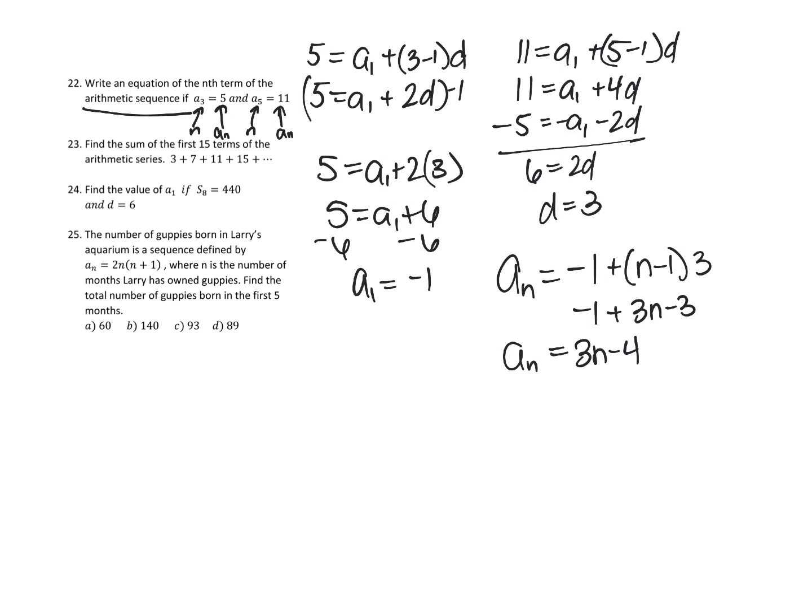Number 23. Find the sum of the first 15 terms of the arithmetic series. A1 is 3, D is 4, right? It's plus 4, plus 4.